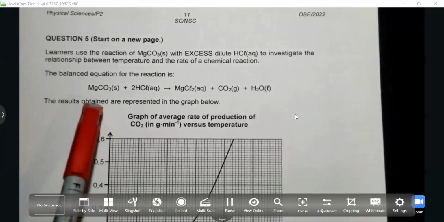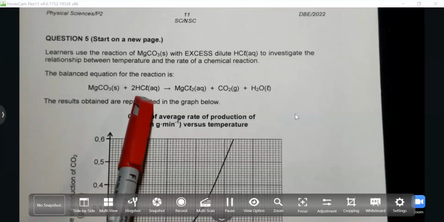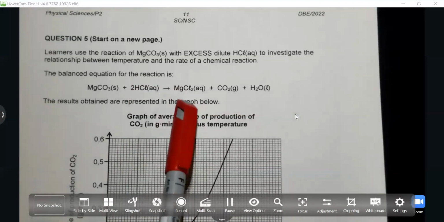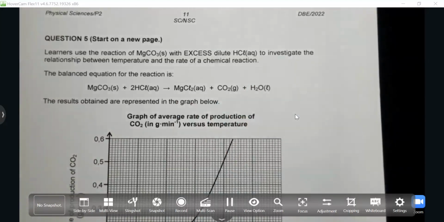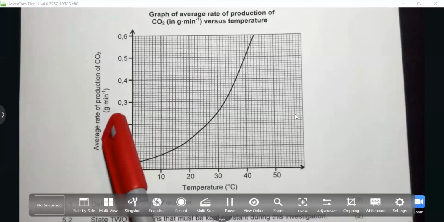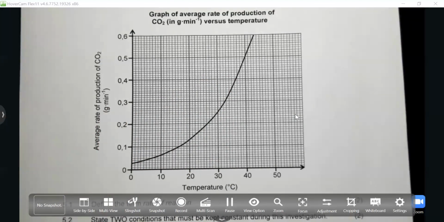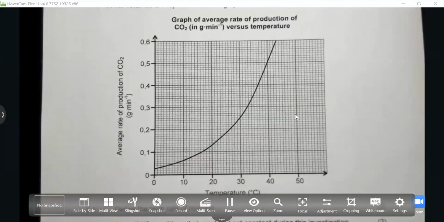Yippee. Okay, we've also been given a balanced chemical reaction. So we have magnesium carbonate reacting with HCl, forms MgCl2, CO2, and H2O. In this situation, they have not given us the experimental setup, but we do not need to guess what they are measuring, because they've given us a graph which tells us that they are measuring CO2. Similarly to the June 2021 exam, they just use a different carbonate and a different representation to show you that they are measuring CO2. So creative. All right.